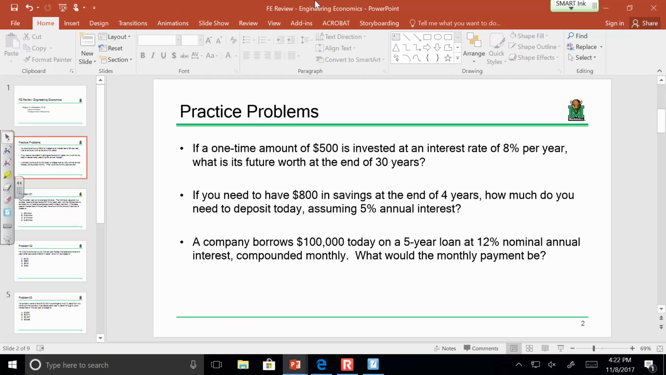If I have a one-time amount of $500 invested at a rate of 8% per year, at a length of 30 years, what's the future worth? So my interest rate is what? 8%, and my number of years is 30, okay? So let's shake these cobwebs off. Does everybody remember doing this?